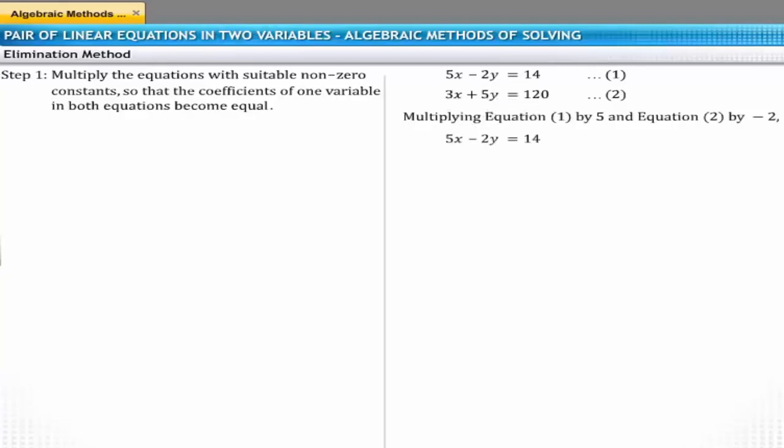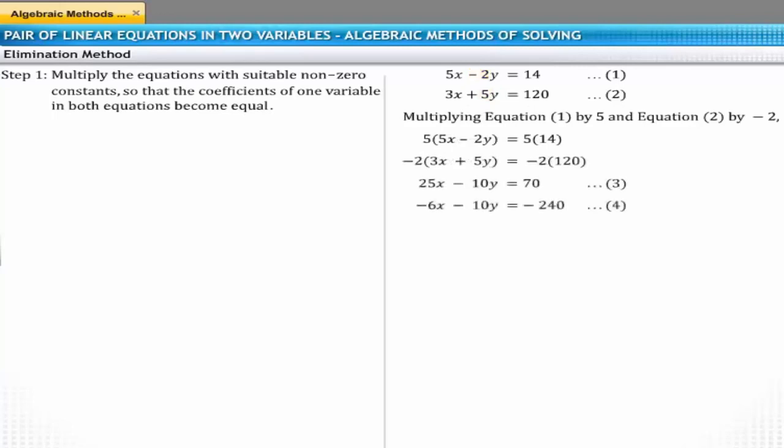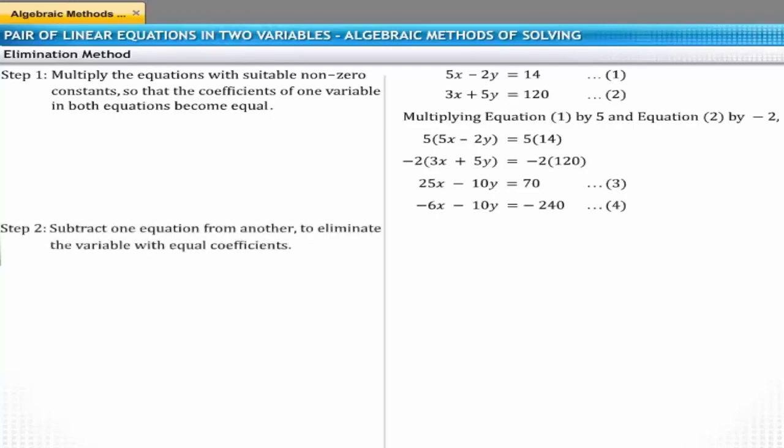Here we'll multiply the first equation by 5 and the second equation by minus 2. By doing this, the coefficients of y in both the equations become minus 10. Please note that minus 2 and 5 are the coefficients of y in equation 1 and 2 respectively. The next step is to subtract one equation from another to eliminate the variable with equal coefficients. In this case, we'll subtract. So, we now subtract the fourth equation from the third equation. This eliminates the variable y and leaves the equation with just one variable.